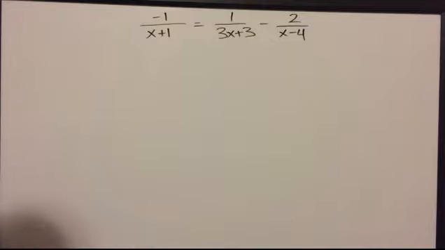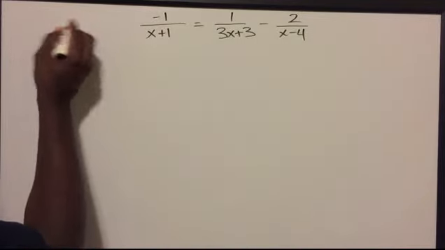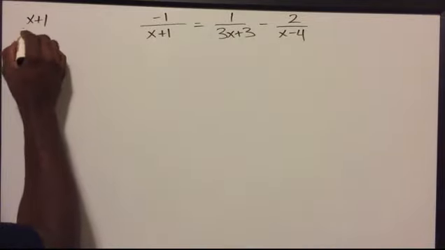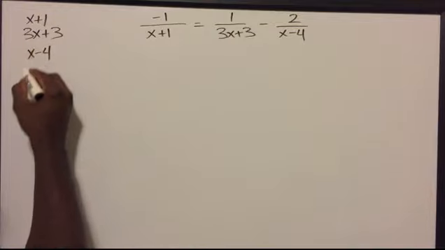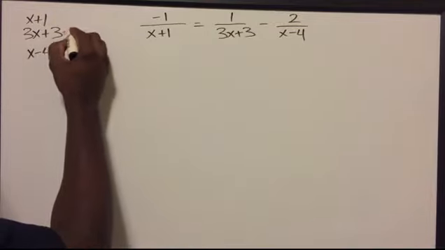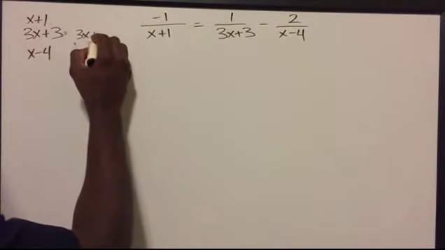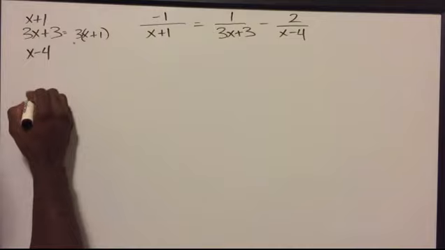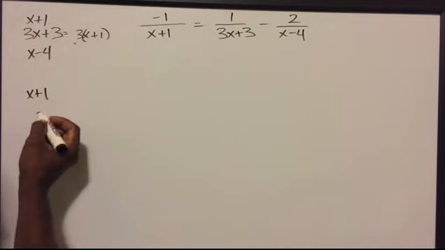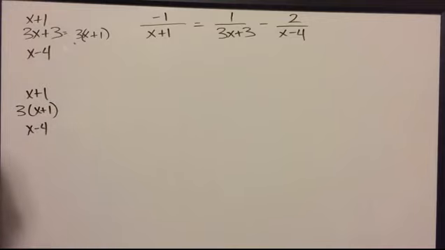Take this problem here and we find the LCD. First, I'd like to say, is there anything here that we can factor? And we know that we can factor 3x plus 3. So we have our denominators, x plus 1, 3x plus 3, and x minus 4. Well, for this 3x plus 3, this can also be factored out to be 3 times x plus 1. So our new denominators are x plus 1, 3 times x plus 1, then x minus 4.